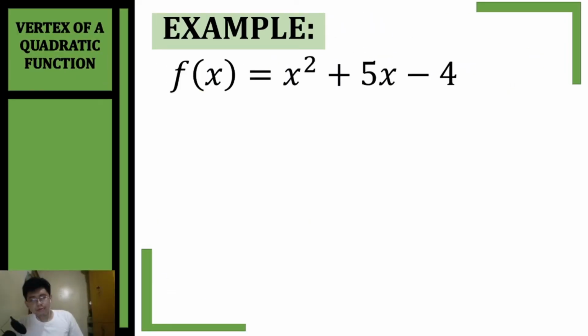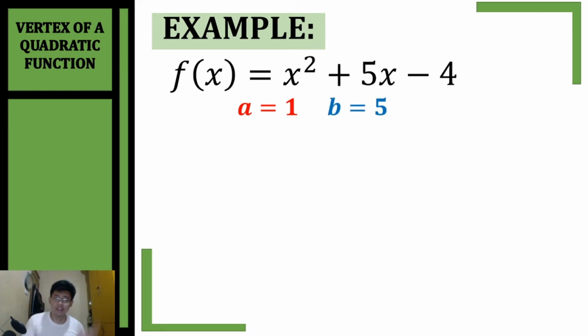Alright, for the next example, we're going to get the vertex of the function x² + 5x - 4. First, we need to get the values of a, b, and c. The value of a is 1, the value of b is 5, and the value of c is -4. Now we will use these to get the x coordinate and the y coordinate of our vertex. For the x coordinate, we will have the equation h = -b/2a.